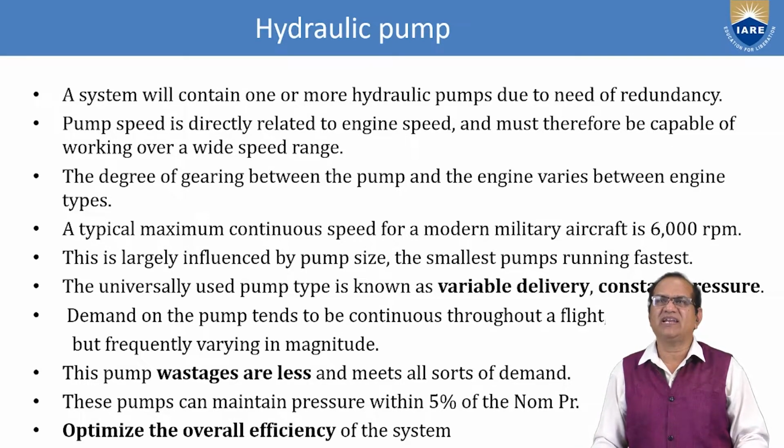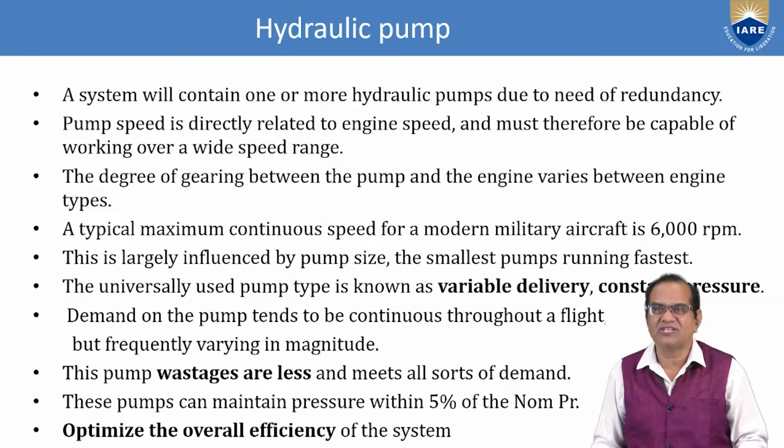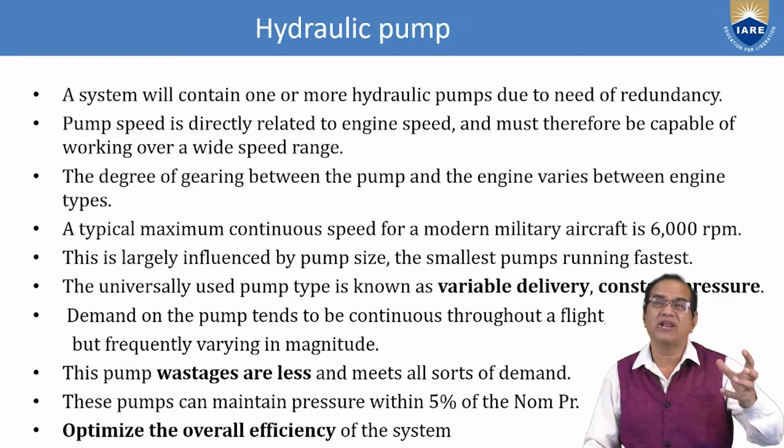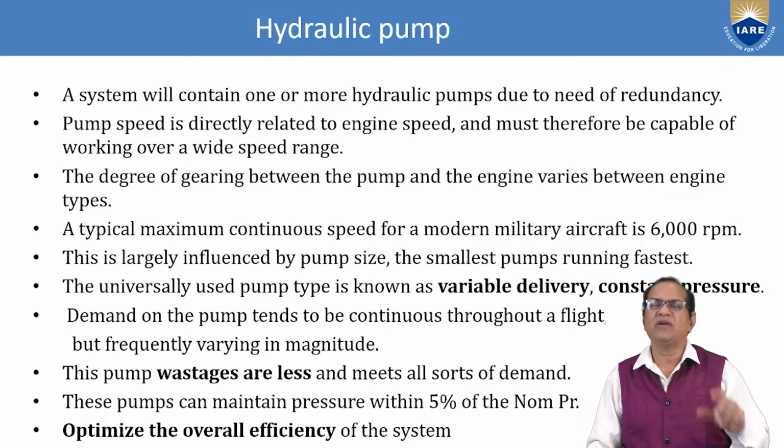Pump speed is directly related to the engine speed. The pump is connected with the gearbox of the engine, so if the engine speed is high, the gears will rotate at high speed and accordingly the pump will also rotate. So it is directly proportional to the speed of the engine and must therefore be capable of working over a wide speed range. So our pump should be able to function over a wide range of speed: slow speed, medium speed and high speed, all types of speed, the hydraulic system should be able to function.